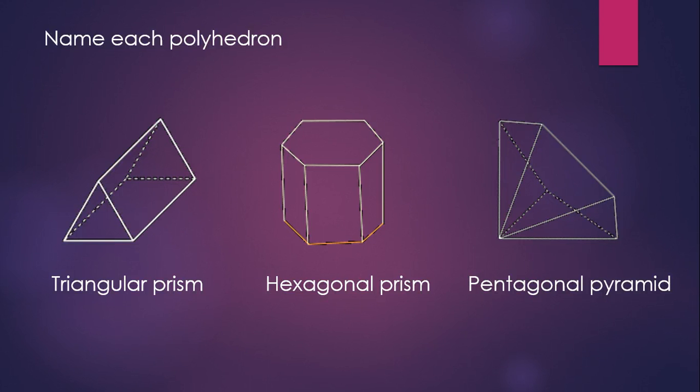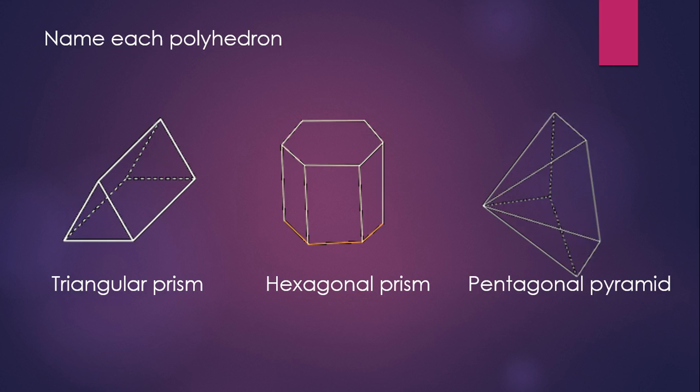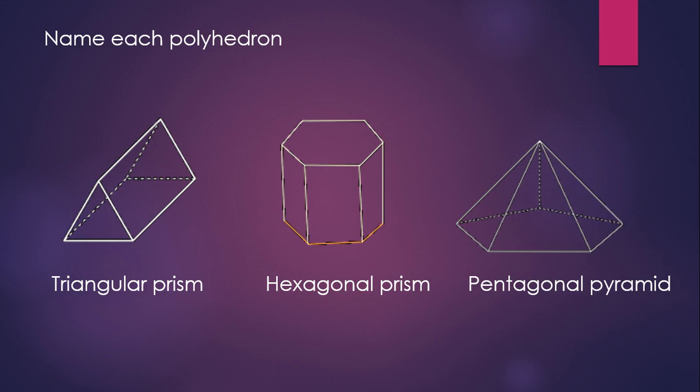Now, it may not look like a pentagonal pyramid because it's been turned. So if we turn it this way, it probably looks more familiar. Don't forget that you can always turn your paper when you're looking at these figures to get a different view of them that might help you determine what you're really looking at.